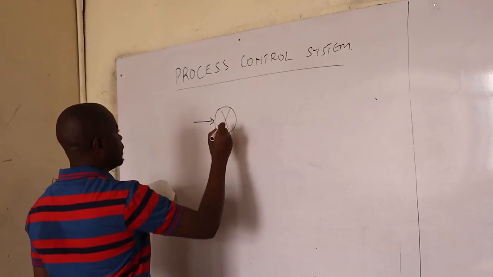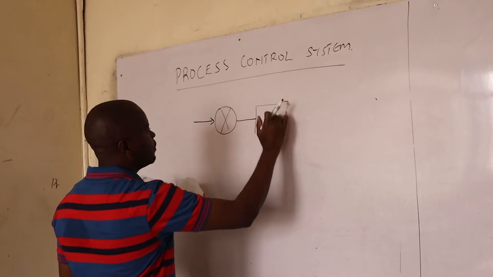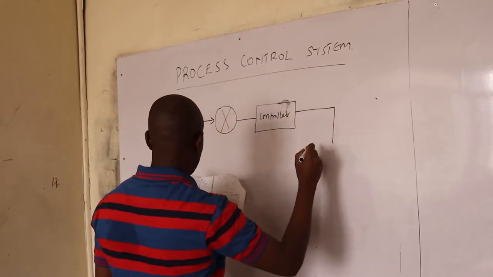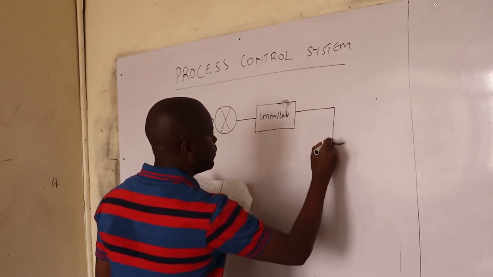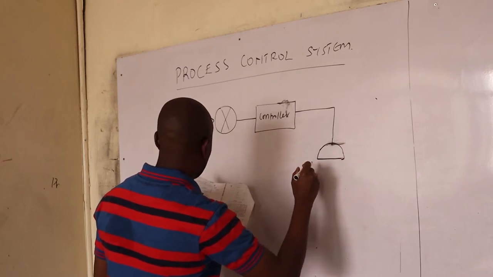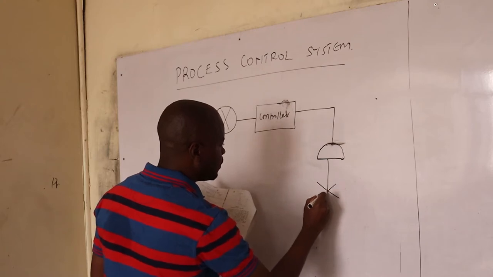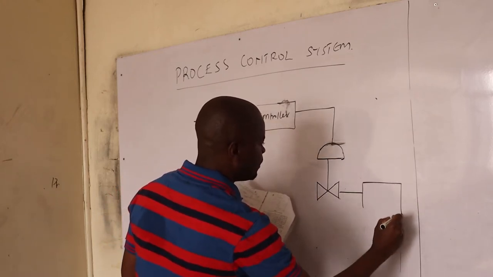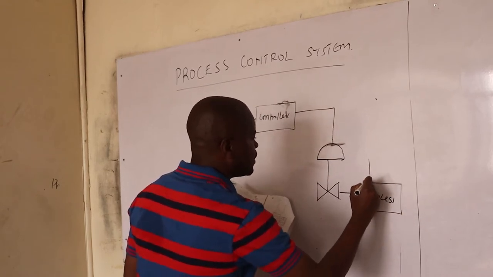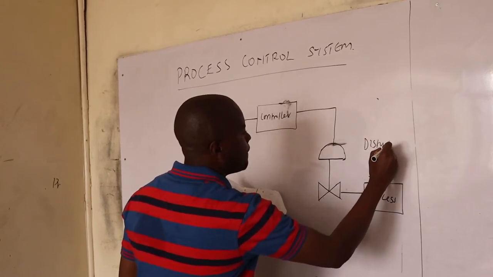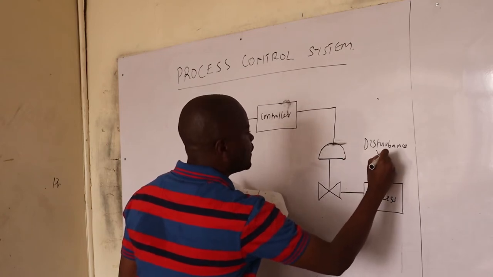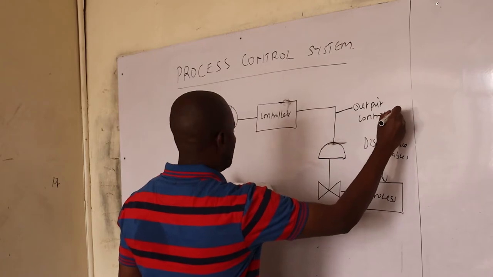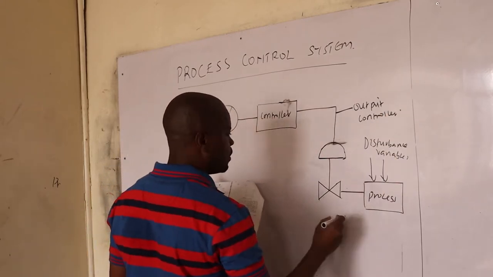Here we can have a comparator, then we have a controller, then at this point we can have the signal that goes to the final control element. Then here we can have the process. Then we have the disturbance variables. So here we have the output controller.